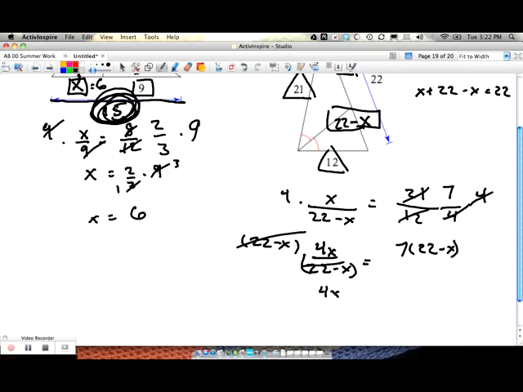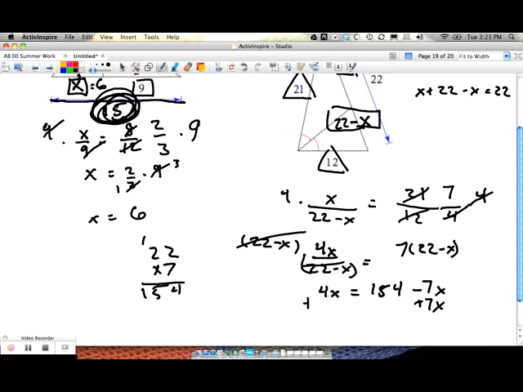22 minus x over 22 minus x equals 1. 4x then equals 7 times 22 minus x. What's 7 times 22? Let's figure that out. I'm curious. Bet you are too. 7 times 22, that's going to be 14, carry the 1, 154. So this is 154 minus 7x.